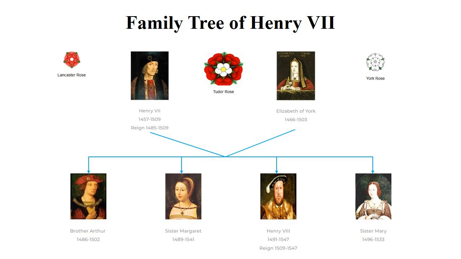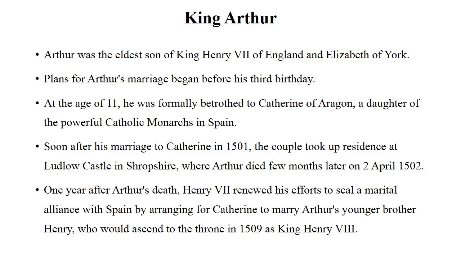So at that time, Henry VII had his first son, that is Arthur. They have 4 children: Arthur, Margaret, Henry VIII, and Mary. So Arthur was the eldest son of King Henry VII of England, and his marriage was planned before his 3rd birthday.